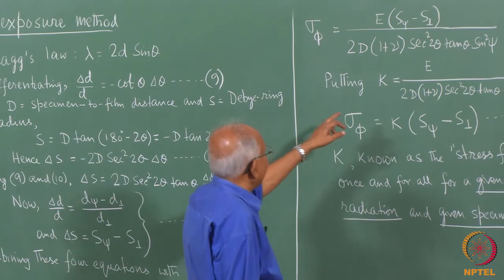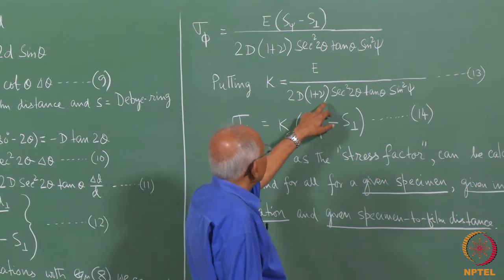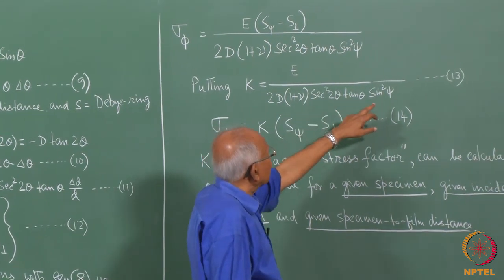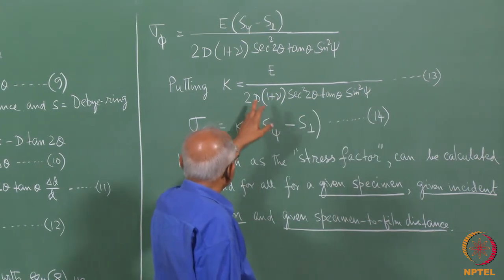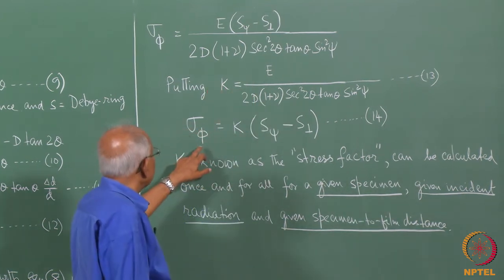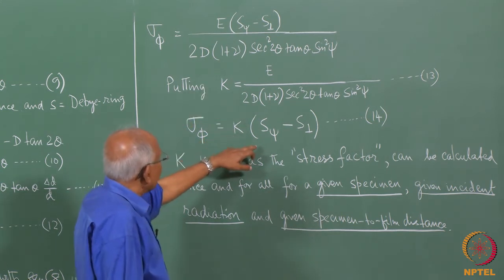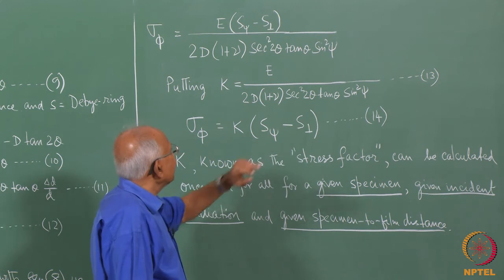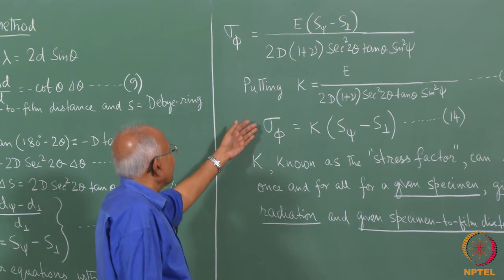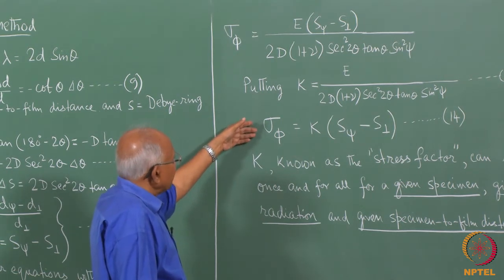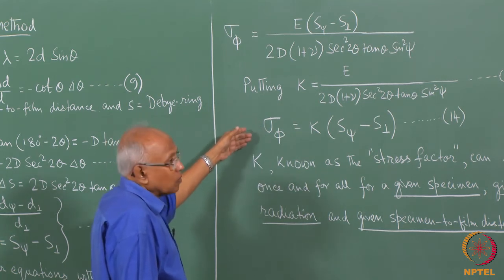Now, if we put K is equal to E by 2D, 1 plus nu, sec square 2 theta tan theta sin square psi, you see, because all the quantities are fixed. So, if we do that, we can write down sigma psi phi is equal to K multiplied by S psi minus S perpendicular, equation 14.